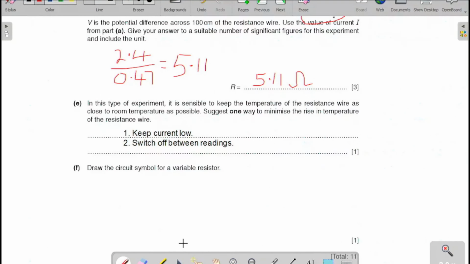The next one is for us to draw the circuit symbol of a variable resistor. Well, as simple as you think this is, I want to tell you some things that you must not do. Now, I want to draw this line like this. This line must not enter into this box.